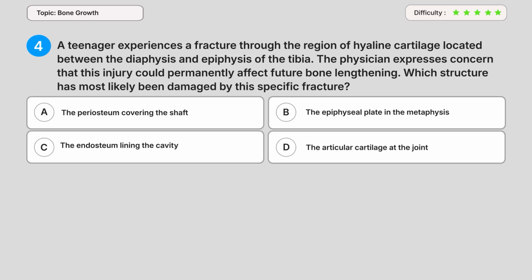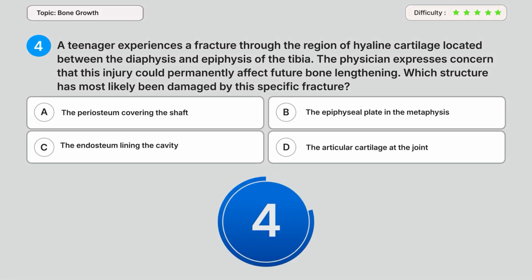A. The periosteum covering the shaft. B. The epiphyseal plate in the metaphysis. C. The endosteum lining the cavity. D. The articular cartilage at the joint. What do you think is the answer?